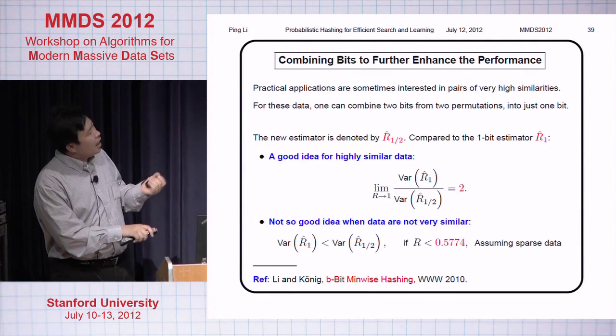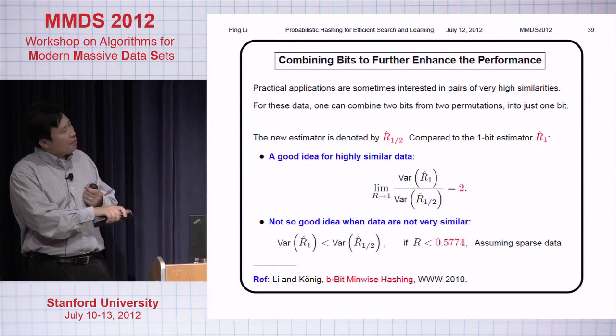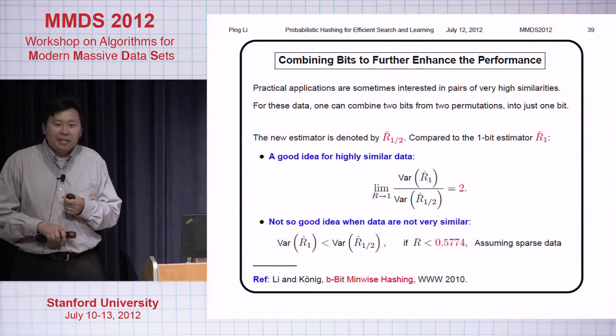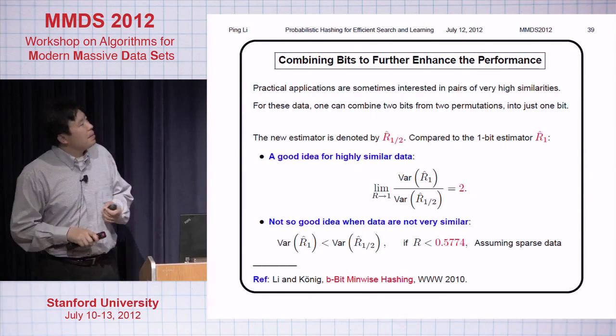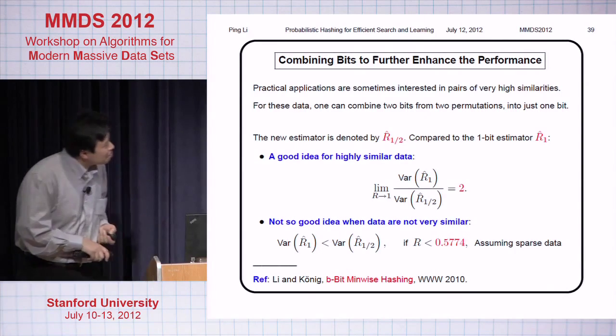for high similar pairs. However, if the data is not too similar, for example, less than 0.5774, it's better not to try this aggressive idea. But if you only care about extremely similar pairs, you only need half the bit. Yeah, so that's the idea.